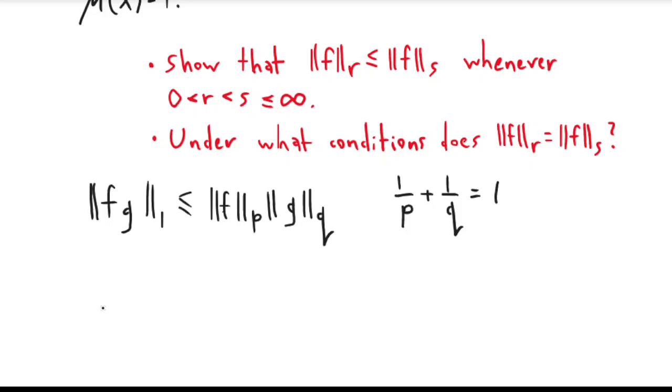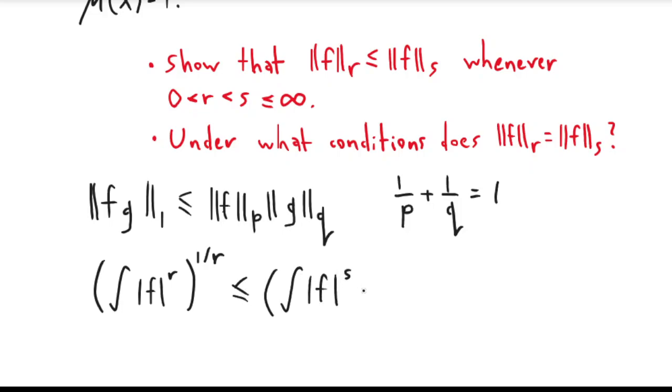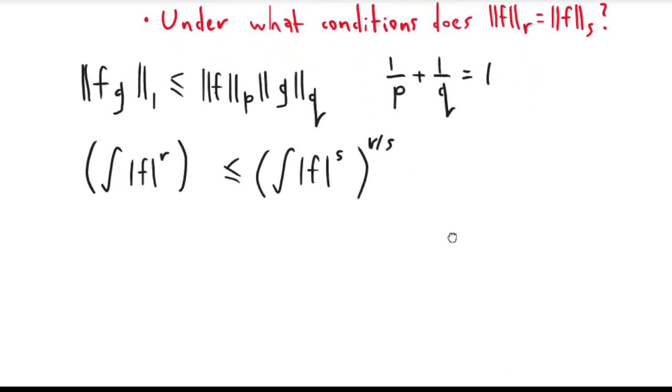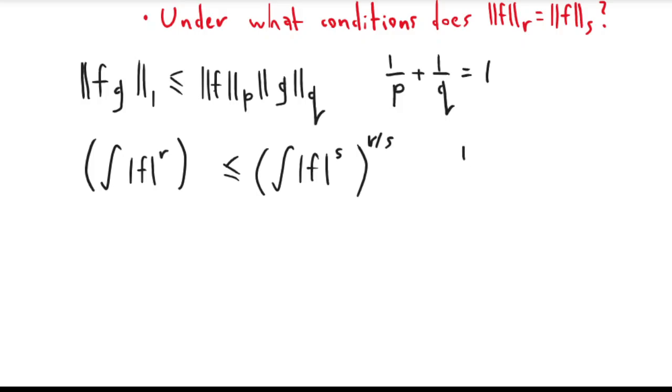So how are we going to use this for what we're trying to prove? Well, we just have to be slightly clever. We're basically trying to show that the r norm of f is less than or equal to the s norm of f. If we raise both sides to the r power and get rid of this exponent, basically we're trying to show that this is true. This is where we can use Holder's inequality, because we notice that since r is less than or equal to s, s over r is greater than or equal to 1.